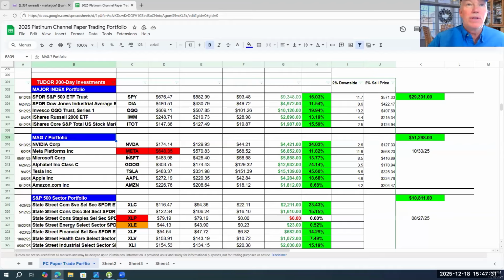Now, Meta is the only one that we're out of. We talk about that every morning. Still out of it. It hasn't crossed back over with confirmation, but when we got out at 11.82%. Let me see if I can do this. Okay, and see if I can pull this down.